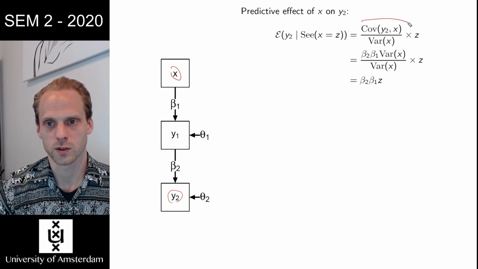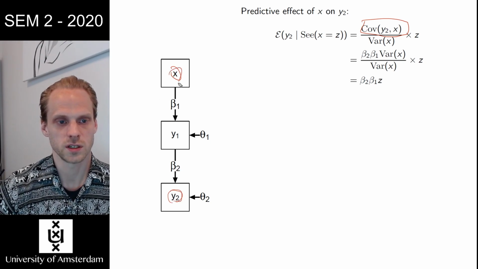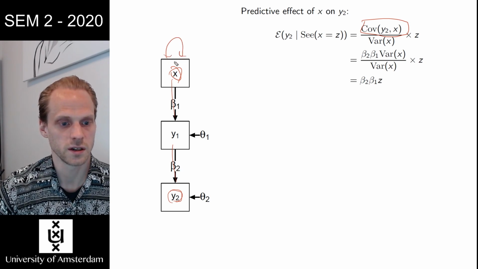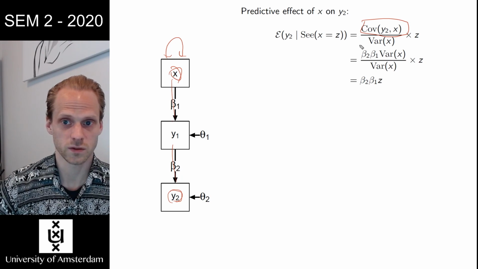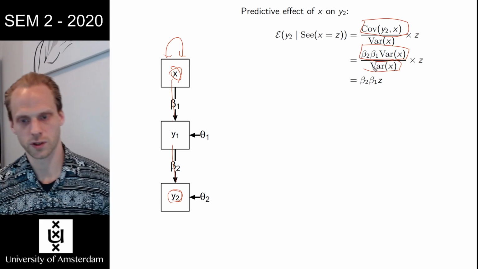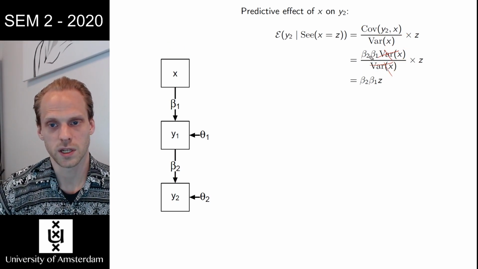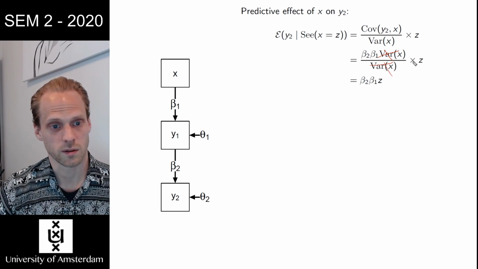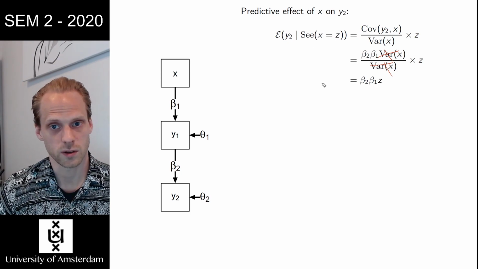So we have the covariance of y2 with x, right? So let's use the path tracing rule. So we take one step back, we take a double-sided arrow here, and we're there. So that's beta 2 times beta 1 times the variance of x divided by the variance of x. Well, one thing you will see here is that this simply cancels out, right? So we're left with beta 1 times beta 2 times z. So that's the expected value of y2, given that we see x takes the value z.